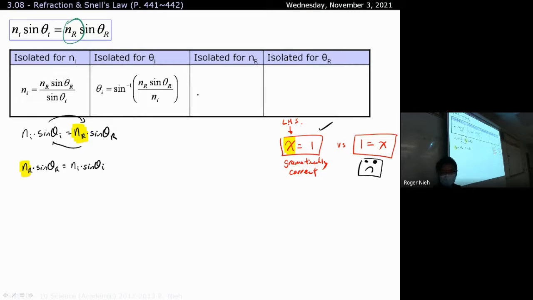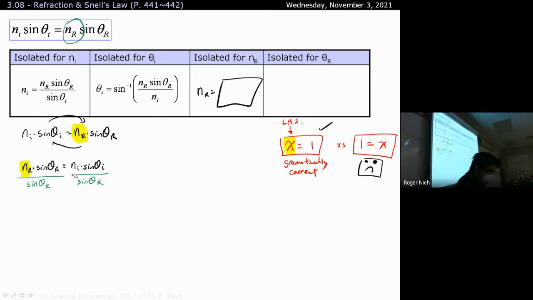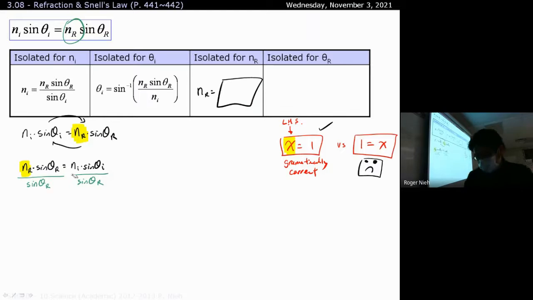Because at the end of the day, when we have our final formula, we need to isolate for n_r on the left-hand side to be grammatically correct. Okay, at this stage over here, we see that n_r is being multiplied by the stuff in the circle. So to get rid of it, we need to do the opposite of multiply, which is divide. And that's why we're going to divide both sides by sine theta r.